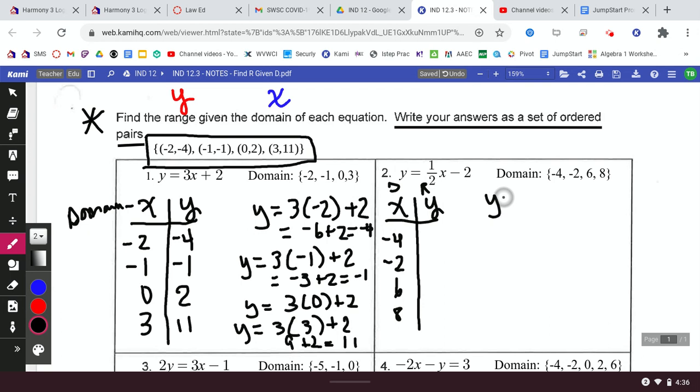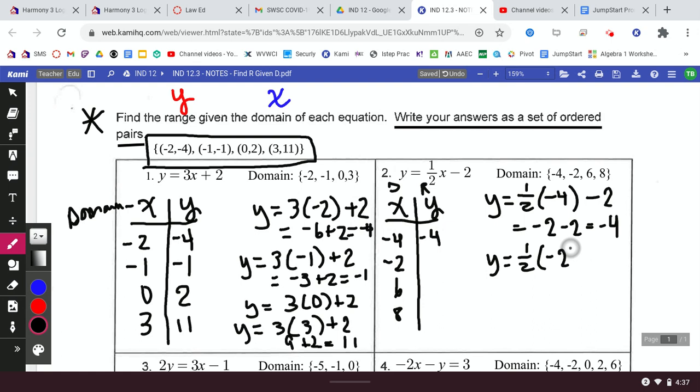So we've got y equals 1/2 times, the first x we're going to use is -4, minus 2. Well, 1/2 of -4 is -2, minus 2 equals -4. So when our x is -4, our y is -4. Now we're going to work it again with -2. So we do y equals 1/2 of, our next x we're going to plug in is -2, minus 2. Well, 1/2 of 2 is 1, and a positive and a negative is a negative. So that's -1 minus 2 equals -3. So we'll plug -3 in here. And then we're going to work it again.